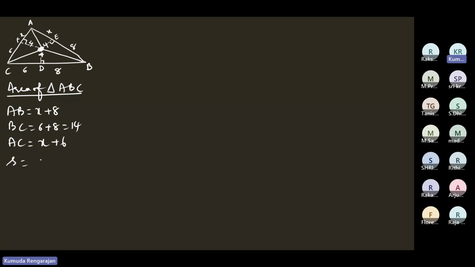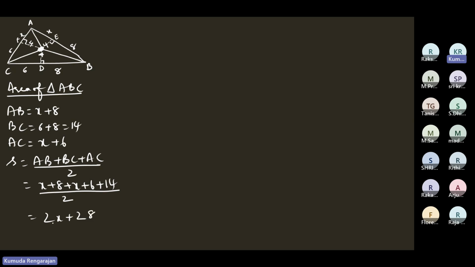So what is the semi-perimeter? It is the sum of the three sides, AB plus BC plus AC, divided by 2. So x plus 8 plus x plus 6 plus 14, divided by 2. So it is 2x plus 28 by 2. When you take 2 common, you get x plus 14 by 2. 2 cancels, so x plus 14. This is the semi-perimeter.